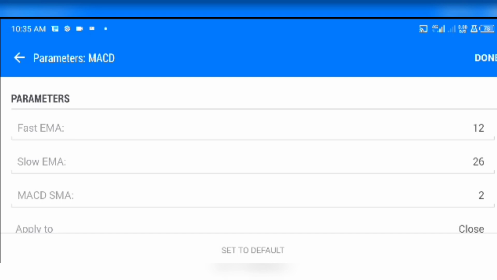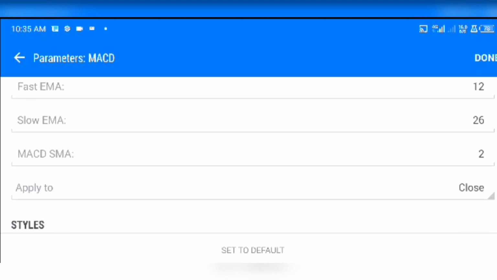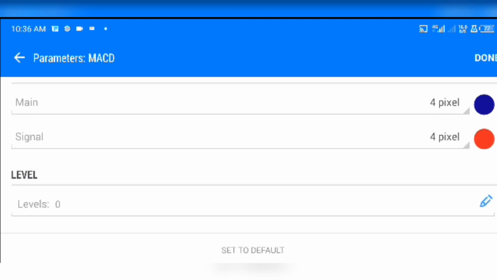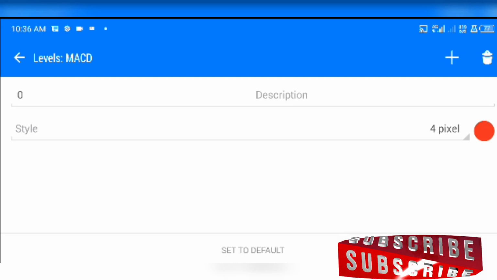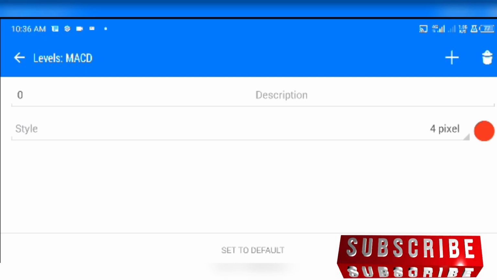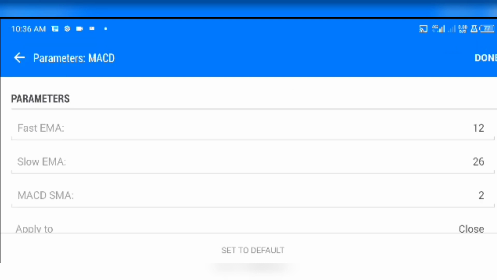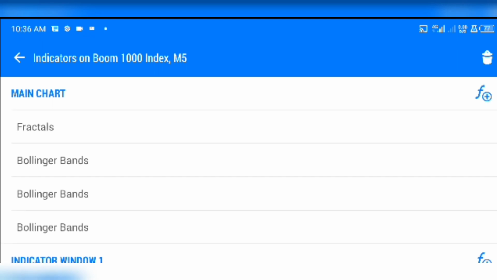Fast EMA should be 12, slow EMA should be 26, MACD SMA should be 2, apply to should be close. Then main should be 4 pixel dark blue or blue, signal should be 4 pixel red. Then levels, click on levels and put on the description column 0. Then style should be what? 4 pixel red. Once you're done, you go a step backward and click done. You're done with that one.